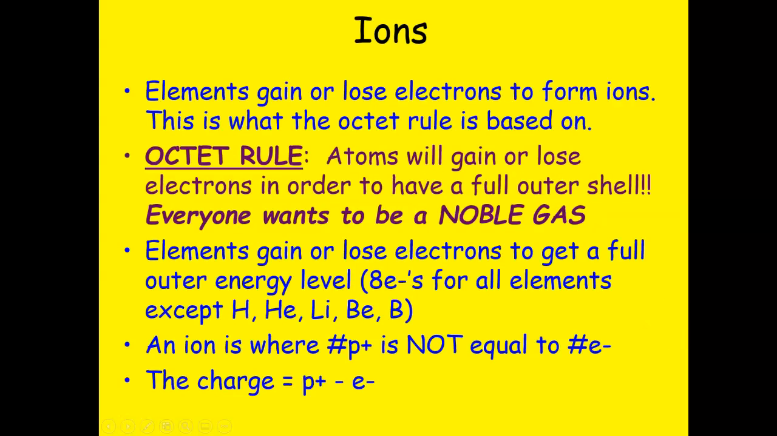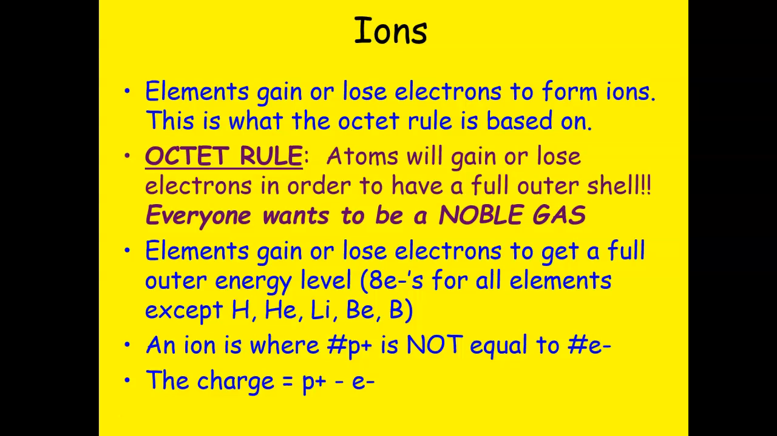So we know that ions, again, are elements that are charged atoms, meaning that they have a positive or negative charge. Elements become ions because they gain or lose electrons to form them. Okay, this is based on what's called the octet rule. The octet rule is that atoms will lose or gain valence electrons in order to have a full outer shell.